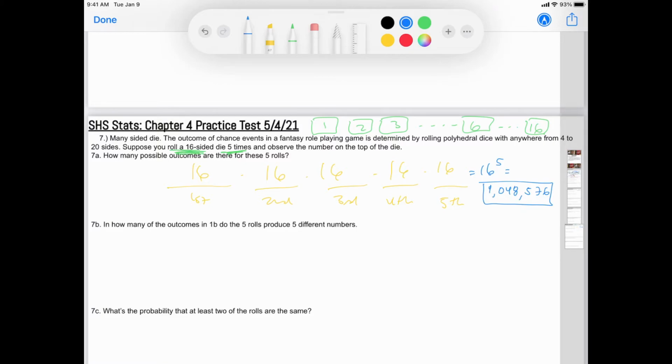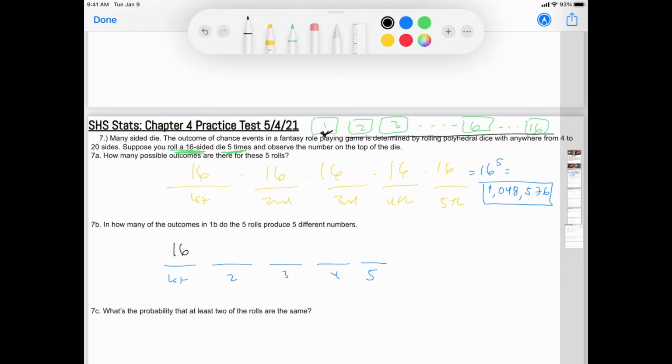Okay, then it says, and how many of the outcomes in 1B do the 5 rolls produce 5 different numbers? So we're going to do the same thing. You're going to do 5 rolls. And again, the first time you have 16 numbers. Let's say the first number we get was a 1. So I can't use that number anymore.